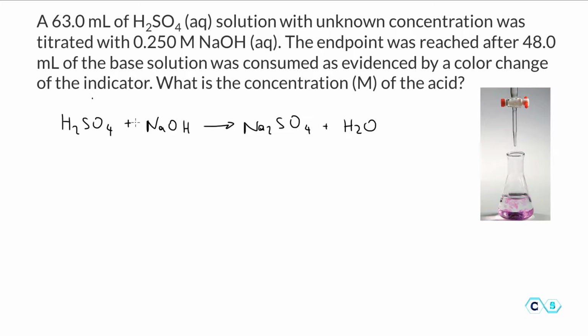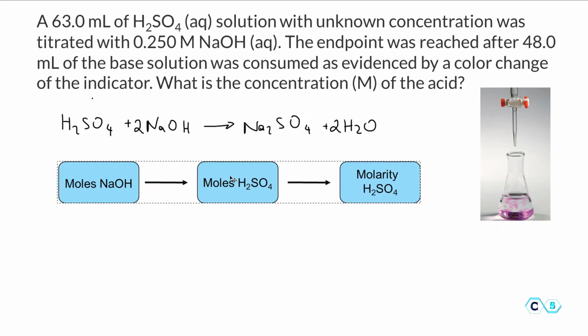Next, we need to balance the chemical equation. I'm going to put 2 in front of the sodium hydroxide and 2 also in front of the water. Since it's a chemical equation, we're going to use stoichiometry, and we're going to first determine the moles of sodium hydroxide, and then based on that we can determine the moles of sulfuric acid and then the concentration of the sulfuric acid. All of this is going to involve using the formula for the concentration: M, the concentration, is equal to moles over volume, and it is given in moles per liter.